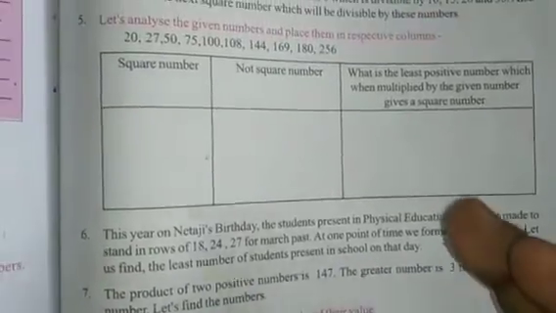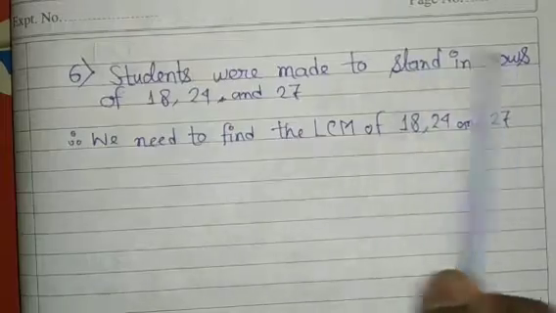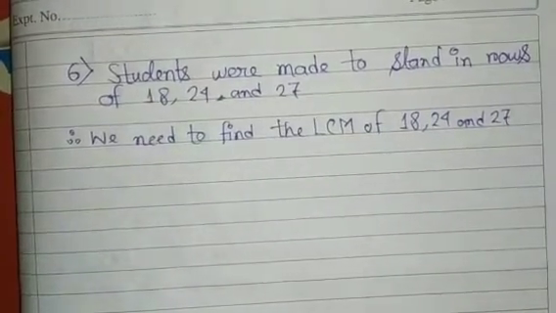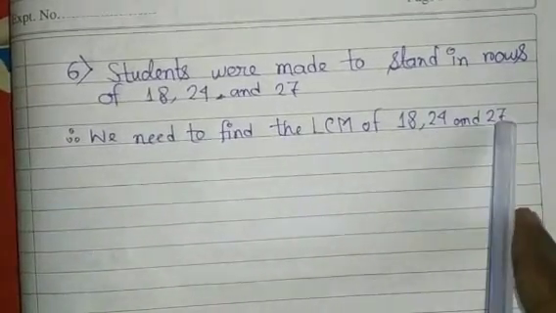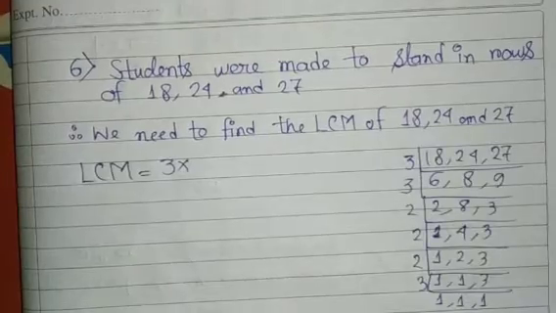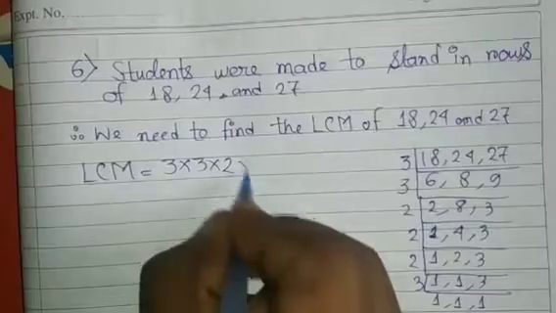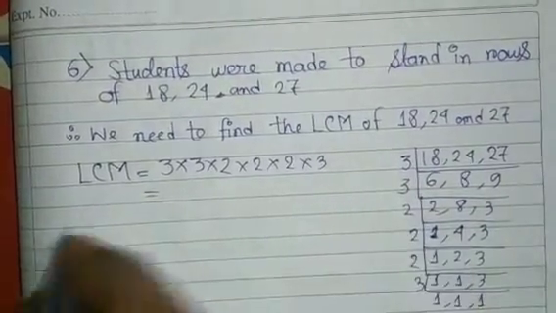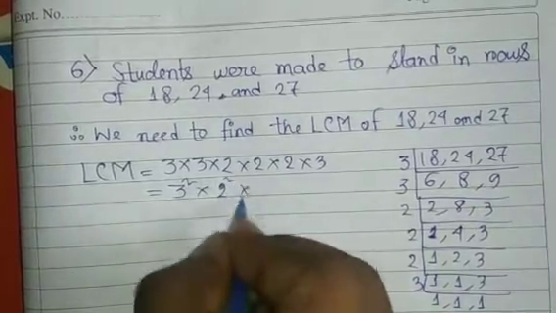It is very similar to question number 1 and 4. So let's do it. Alright. Students were made to stand in rows of 18, 24 and 27. Therefore, we need to find the LCM of 18, 24 and 27. So let's find the LCM. From these factors we can write 3 into 3 into 2 into 2 into 2 into 3. Let's write them pairwise. That means 3 square and 2 square into 2 into 3.